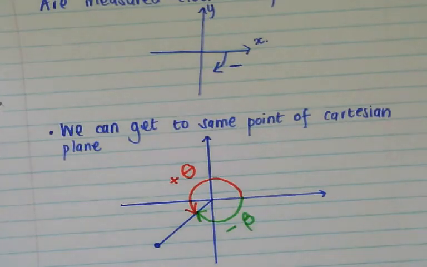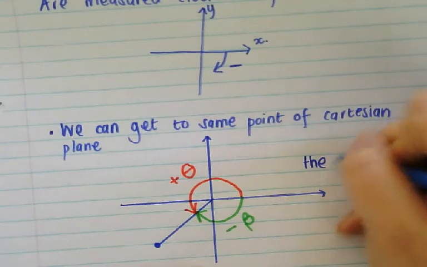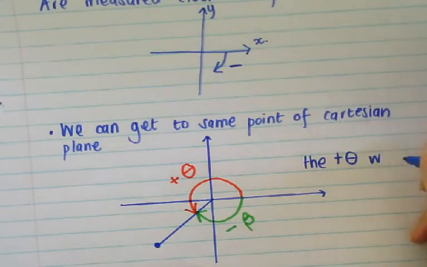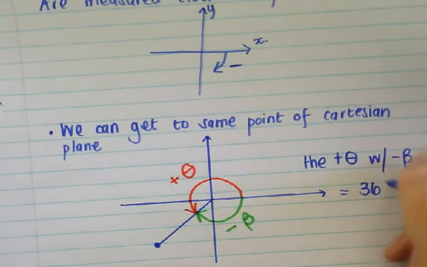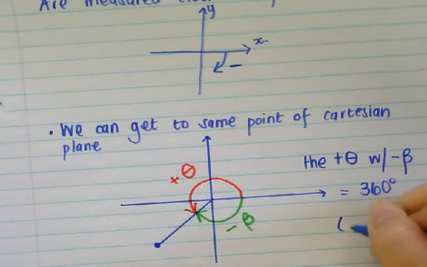It's a revolution. So the negative and the positive together must make up 360 degrees if it is going to the same place. So the positive theta with the negative beta equals 360 degrees if they are going to the same point.